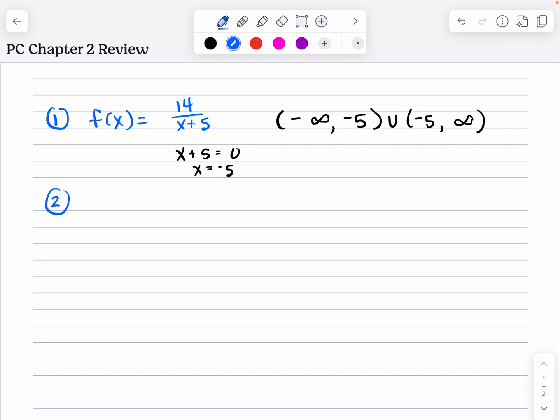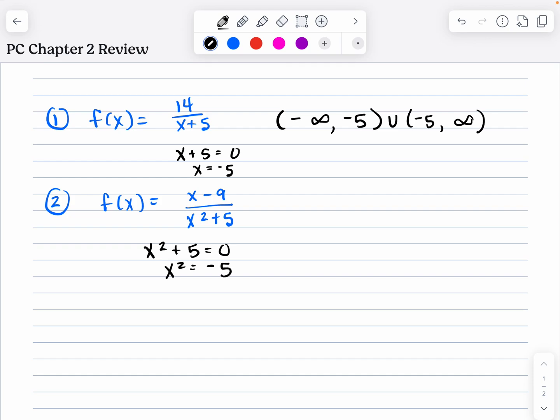Number two, same type of question, different function. Now we have x minus 9 over x squared plus 5. Now this time we run into the fact that it's squared, right? So if I set this equal to 0 and I tried to solve it, I would end up with x squared equals negative 5, right?